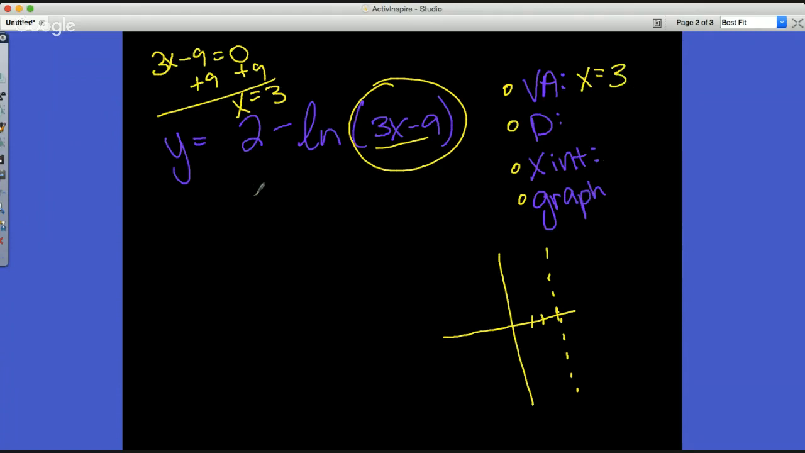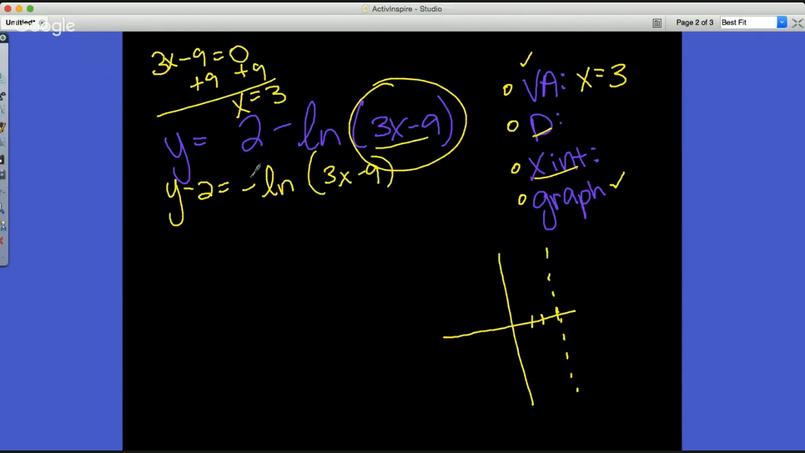Now, as we keep going, what I would recommend is that we hold off on the domain and x-intercept until last, and let's go to our graph. Okay, so let's go step 2 here. What we're going to do is get x by itself. So we're going to subtract 2 to get y minus 2 equals negative ln of 3x minus 9.